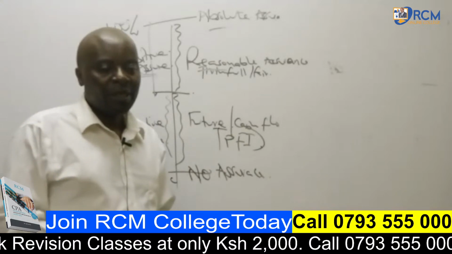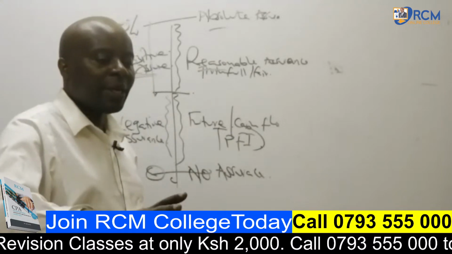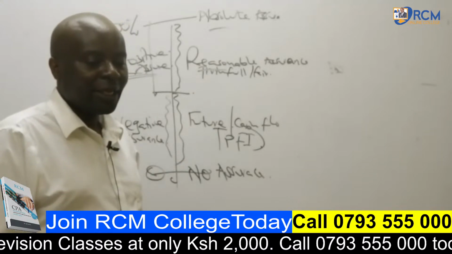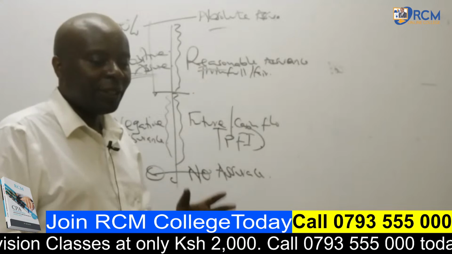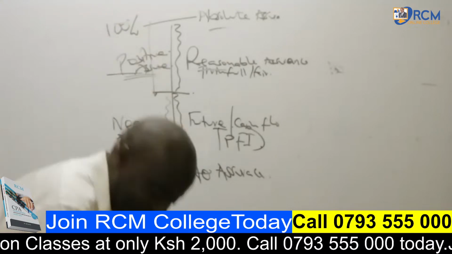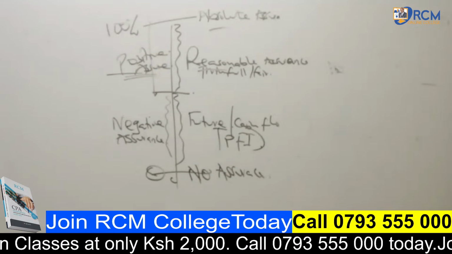Negative. So ukisikia negative assurance definition, weanza nasema nothing. Ile nawaambianga kwa class that you know nothing. And even the nothing that you know, you know it wrongly. So negative assurance.